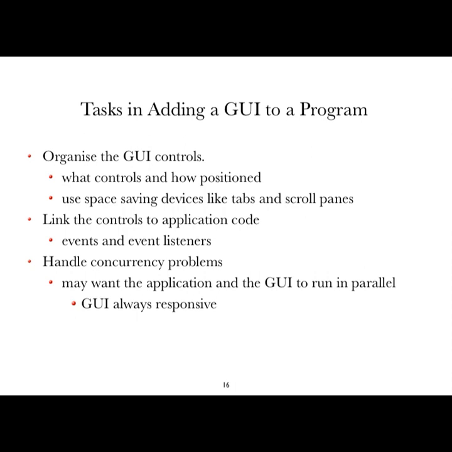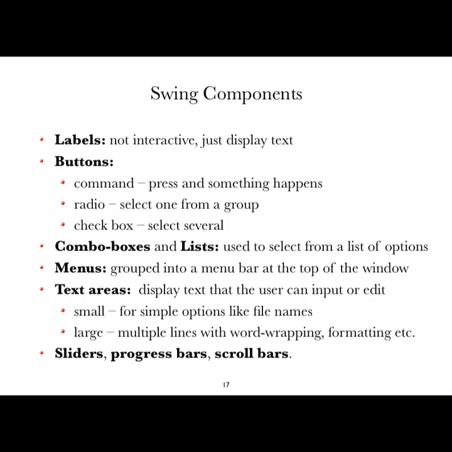So let's think about how we add this user interface to a program. We've talked a bit about this. So we've got controls and we want to position them. We'll talk about this in a future lecture. We'll talk about this in another future lecture, how we then link controls to actions. And then we mentioned concurrency problems a bit. We've mentioned the idea that we'll probably want the application and the user interface to interact. Of course we do. So how do we do that? So let's assess some of the challenges.